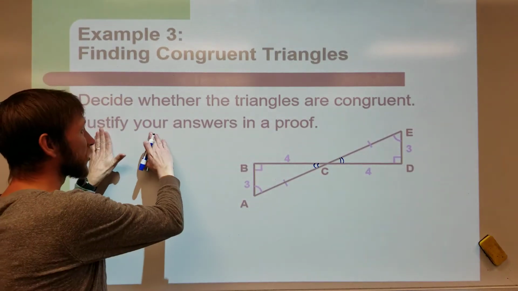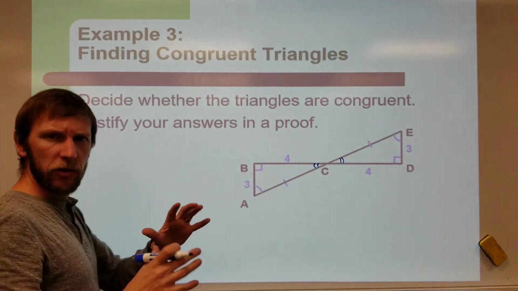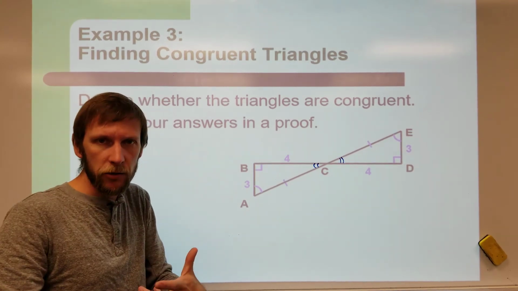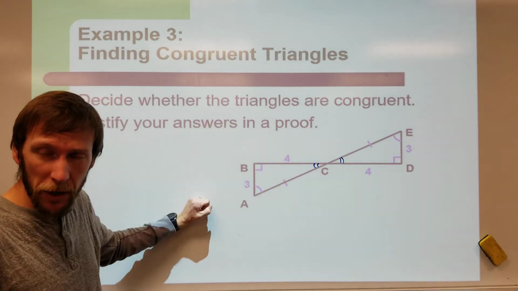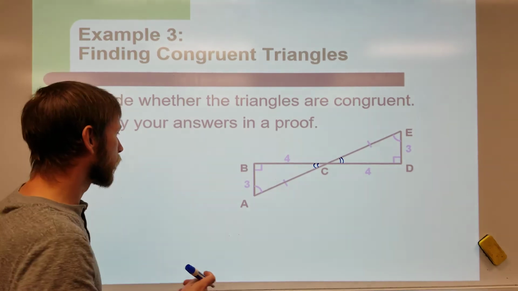But it says to justify our answer using a proof. So we're going to start with, you can start with segments or angles. It does not matter. I would say if you start with segments, then list all the segments. If you're starting with angles, then list all the angles. That way you can note that I have all 3 pairs of corresponding sides congruent. I've got all 3 pairs of corresponding angles congruent. And we're ready to rock and roll.